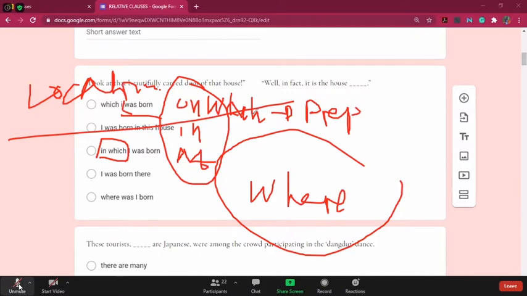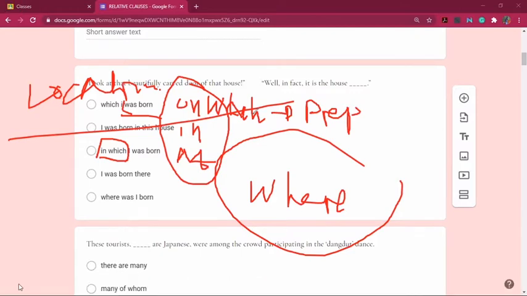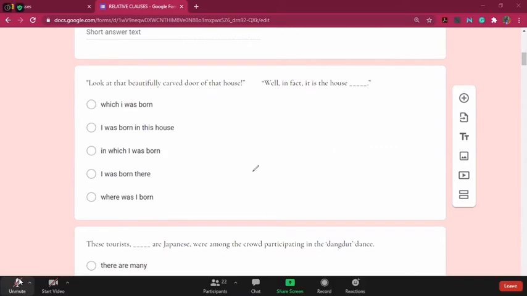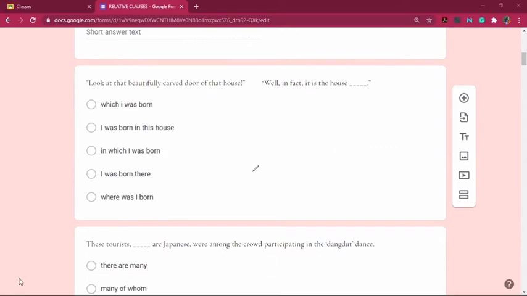Now, we also have a question like, Miss, can I put the preposition at the end? Because in some sentences, they put that at the end. This is an example. I'm going to clear the drawing first. Can I say, well, in fact, it is the house which I was born in, for example. Can I say that? Yes, you can say that.